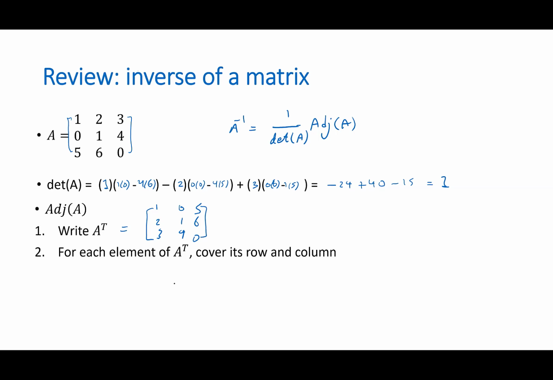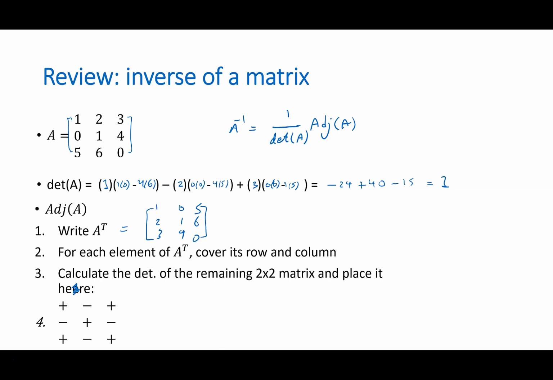Cover its row and column. I'm going to do the same thing I did for determinant, this time for all of those elements in this matrix. And then calculate determinant of the remaining 2 by 2 matrix and place it here. Okay. What is that? It means whatever value you find, the first one is multiplied by +1, this one is multiplied by -1, and so forth. All right. So I'm going to do the same.